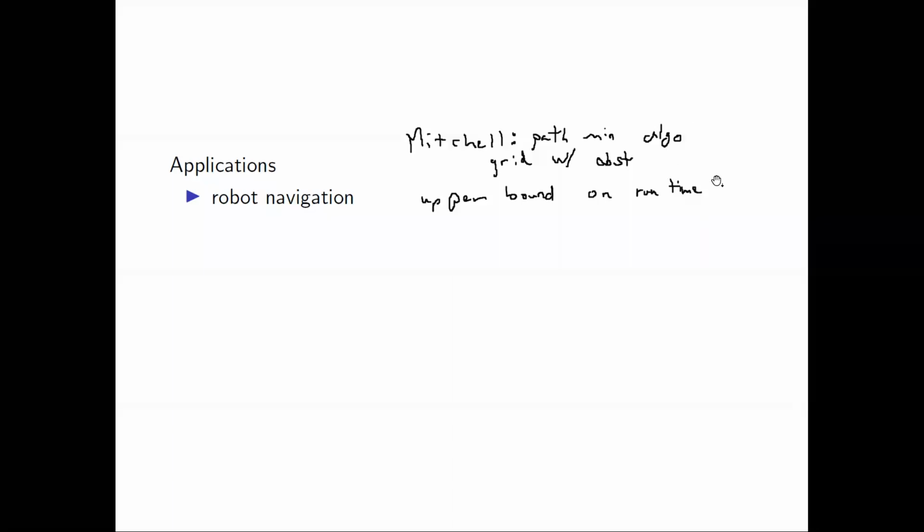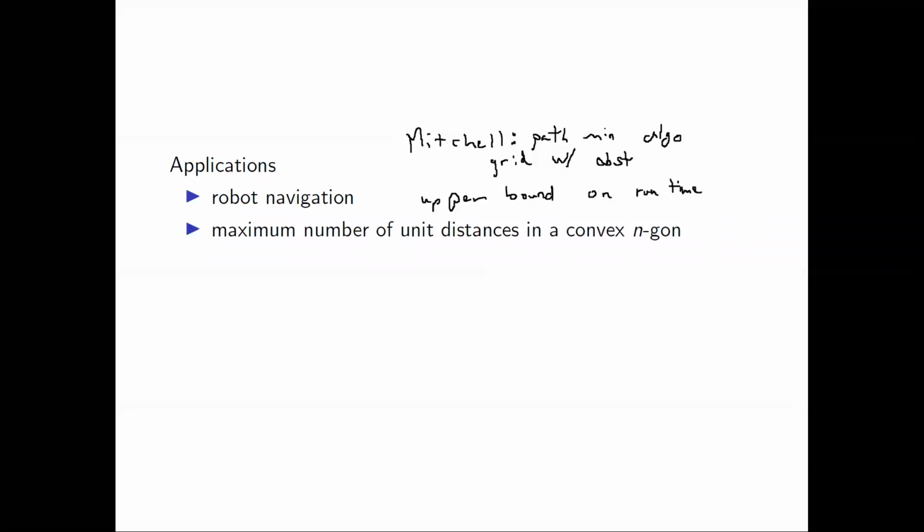Another really interesting application to me is this problem, which was posed by Erdős and many others. And the problem is to find the maximum number of unit distances that you can have in a convex n-gon. So first, let's talk about what this means. Let's say we had a triangle. So that's a convex polygon. And if all of the sides were length 1, that would have a total of 3 unit distances.